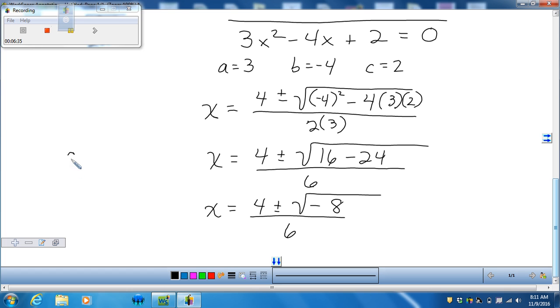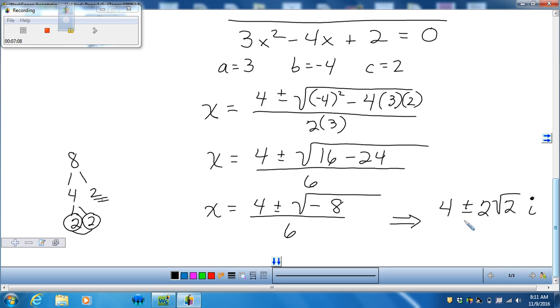Now my next step is to go ahead and take care of that negative, and also to break down my 8 so that I can simplify the radical. 8 is 4 times 2, and 4 is 2 times 2. So I have a pair of 2's, and then I have an extra 2 that's left over. So this is going to be equal to 4 plus or minus that pair of 2's. When I have a pair of 2's, I can take out a 2. The 2 that I don't have a pair of has to go back inside. And then to take care of that negative, I'm going to put an i on the outside, and all of that is over 6.